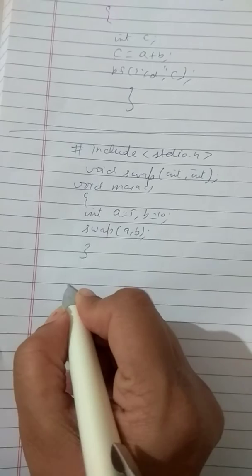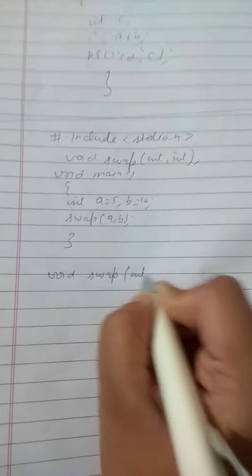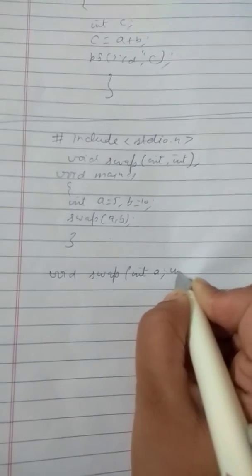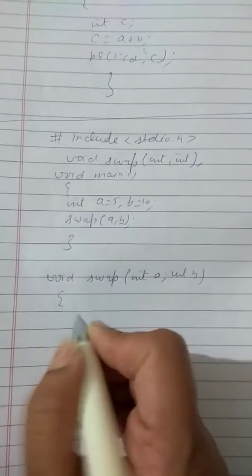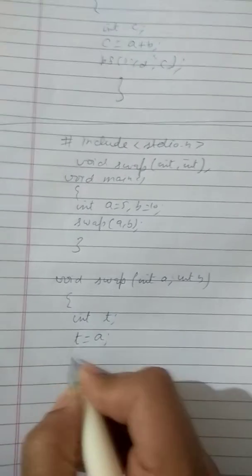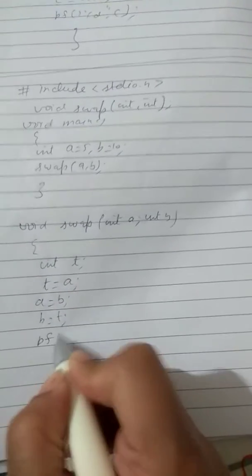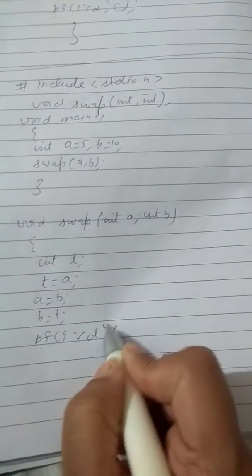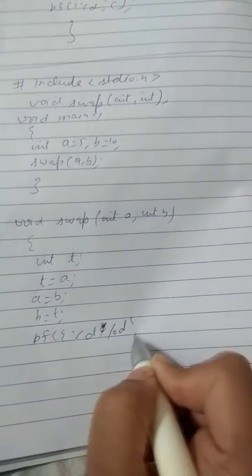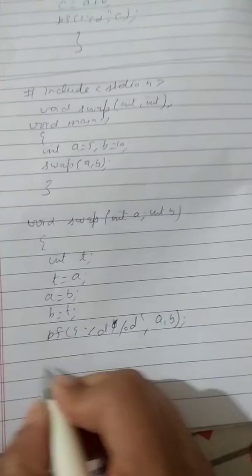Now function definition. As I told you, like your function prototype, along with integer data type you have to write the variables, and then you have to write the logic for swapping. Okay, I have written the logic of swapping, and then here itself you should write the print statement to print the result. See here, %d a comma b, that's all.